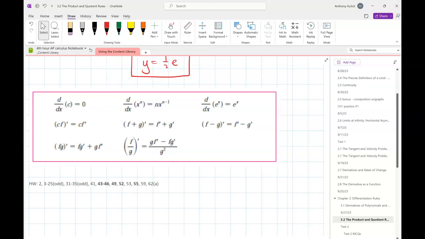Like every time we've done the product or quotient rule, we've used one or more of these simpler derivative rules in combination with it, right? Like to do the derivative of the top or the derivative of the bottom, or to do the derivative of one factor or the other factor. We've used these other derivative shortcuts.